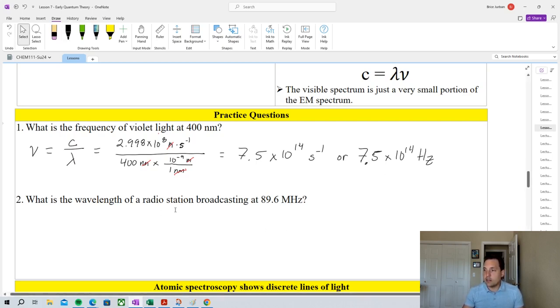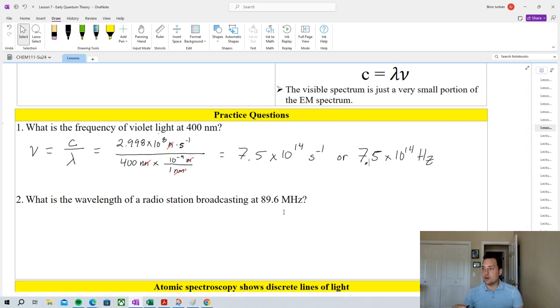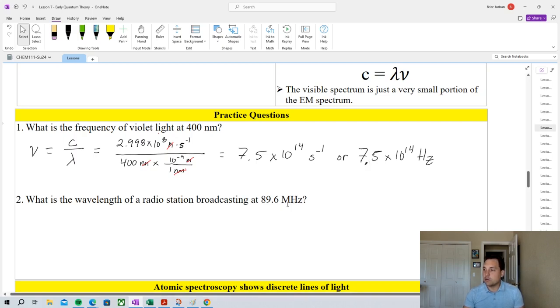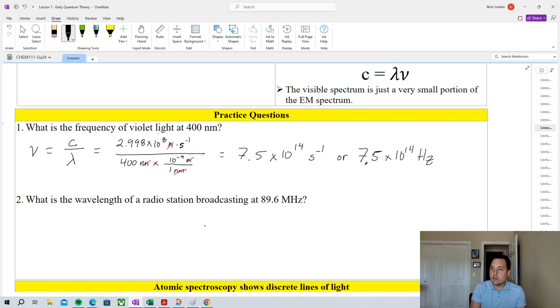And then a radio station broadcasting at a certain megahertz. We can actually find the wavelength from this frequency. When we listen to AM or FM radio stations, they list on the radio how many megahertz it's being broadcast at. So this is a frequency. The capital M is mega, which stands for 1 million hertz. So 89.6 million hertz. Let's start by rewriting this equation for lambda.